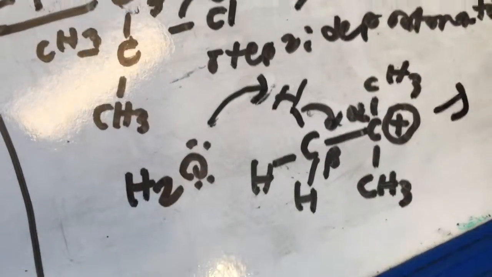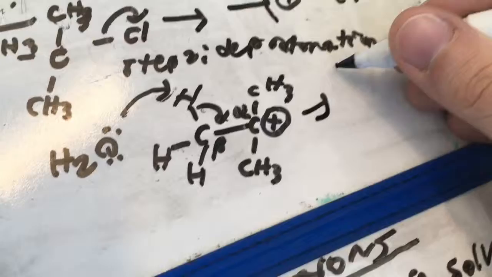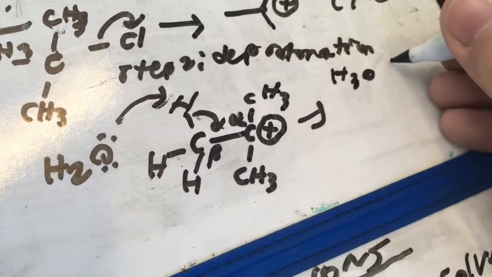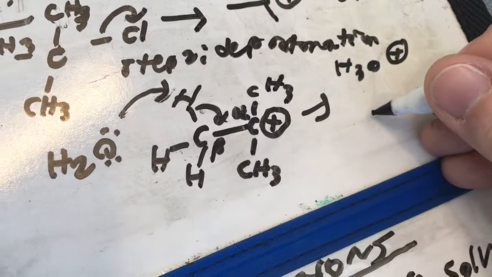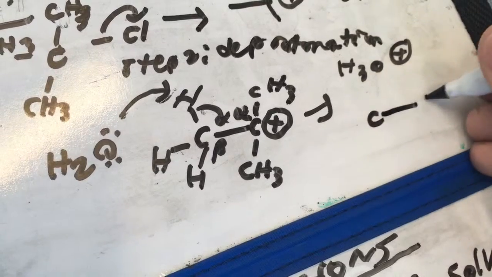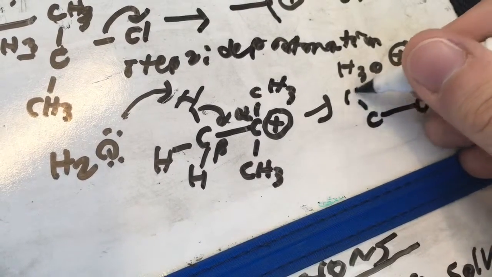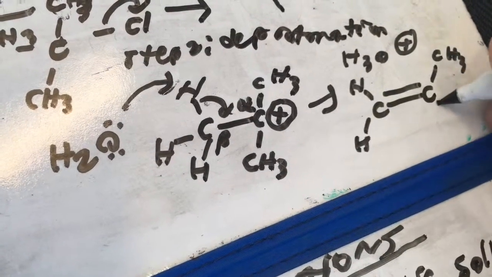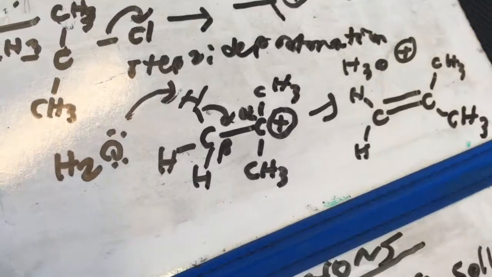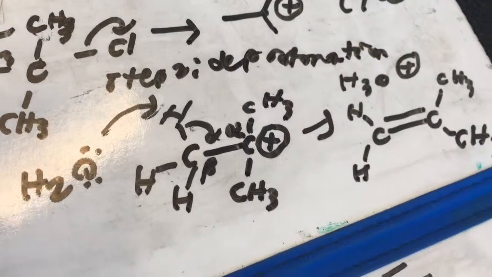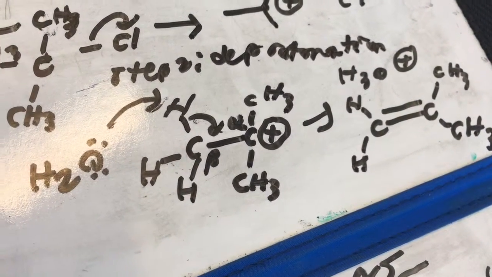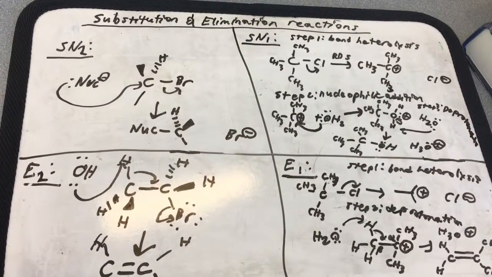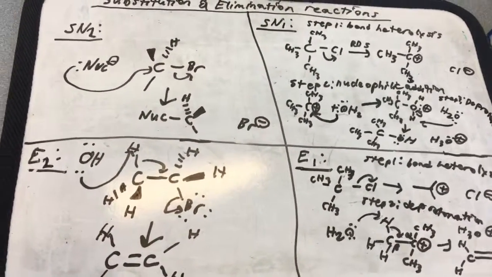So we end up here, yes, we get H3O plus, and we have this. That's what we end up with. So basically that's how you do E1, and that's all of the steps for these mechanisms.